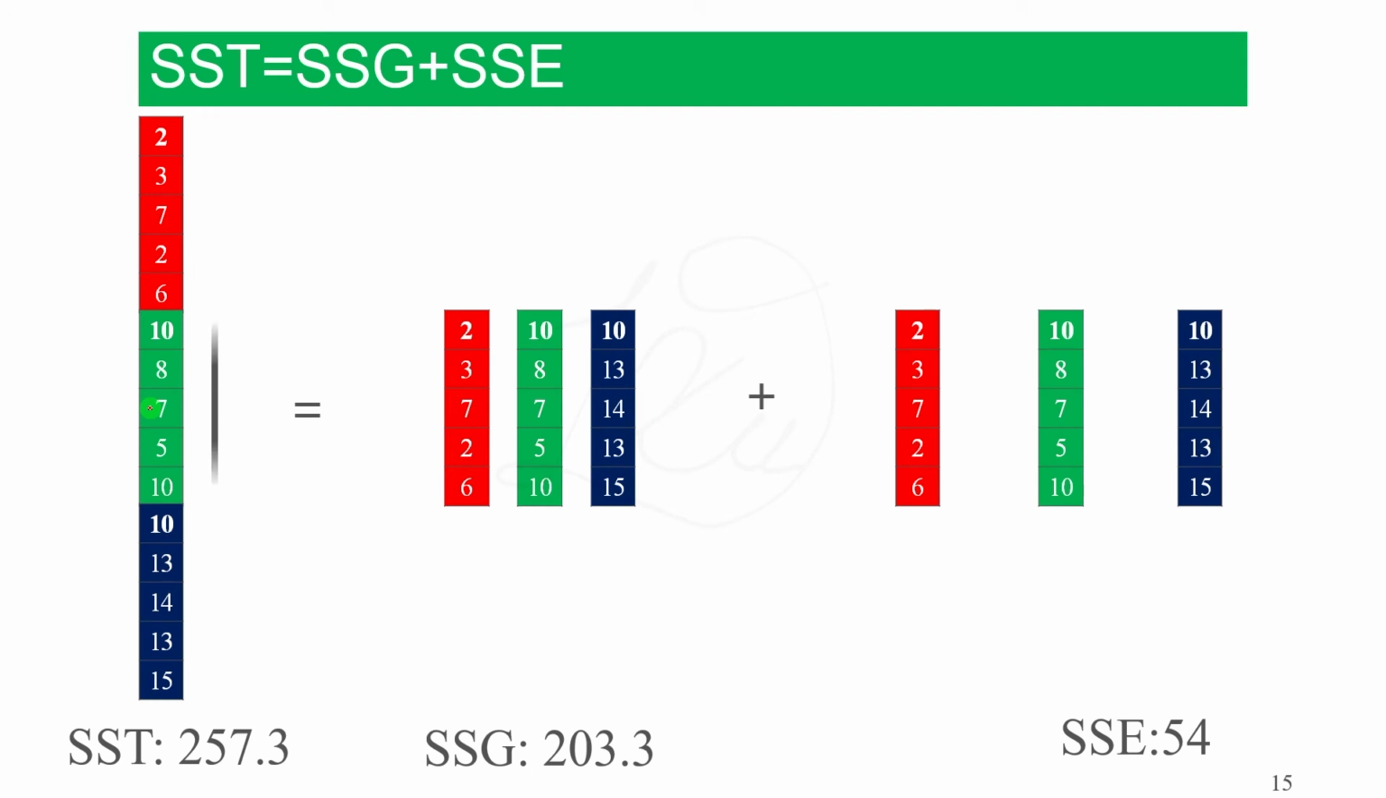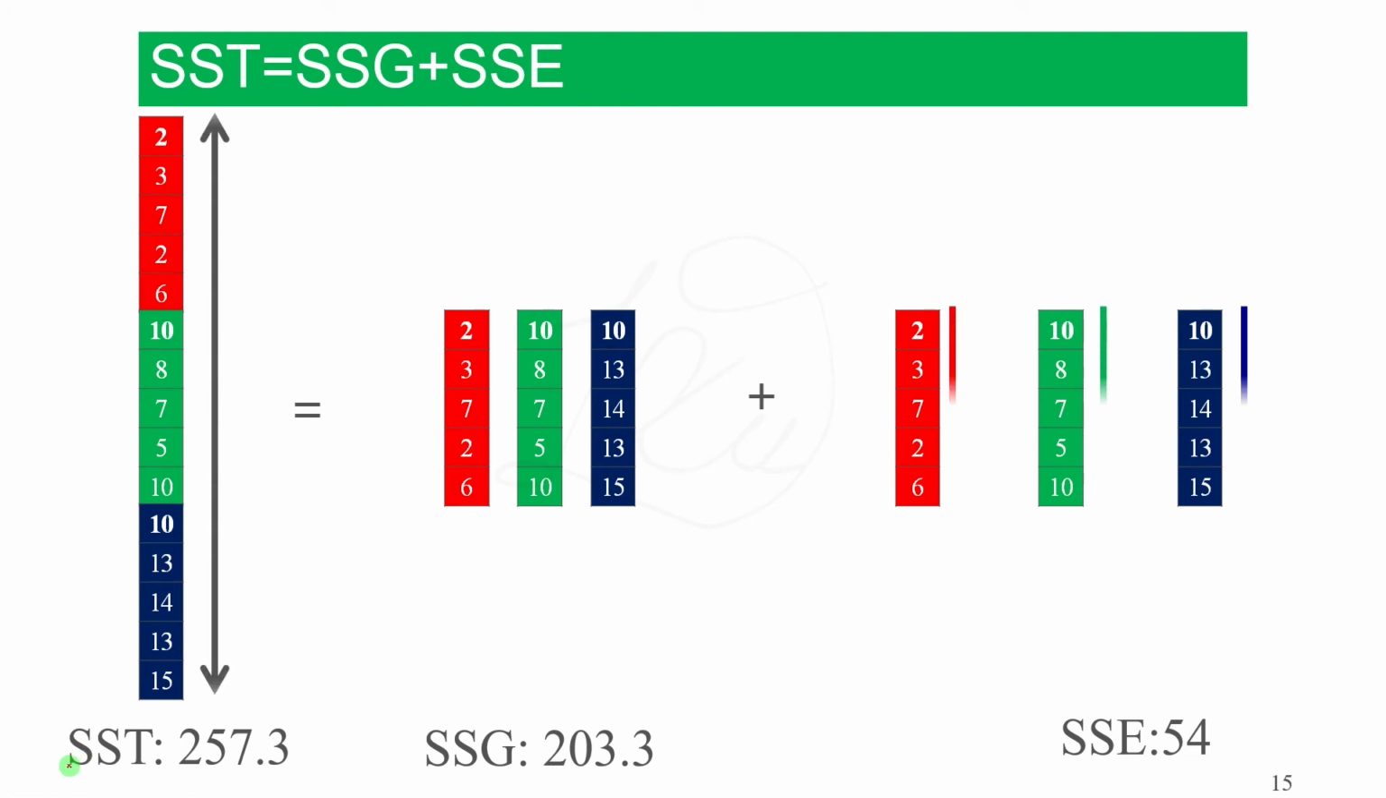The total sum of squares is related to the total variation of all observations. It has two components: the sum of squares between groups and the sum of squared errors. The sum of squares between groups plus the sum of squared errors equals the total sum of squares. The sum of squares between groups is related to the variation caused by different treatments, and the sum of squared errors is related to the variation within groups.